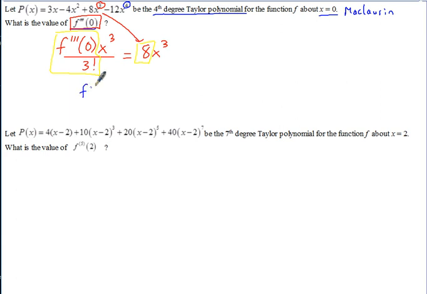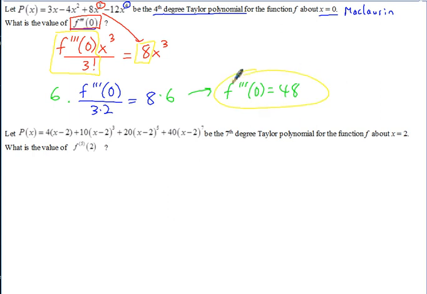So we'd have f triple prime of 0 over 3 factorial is just 3 times 2, or 6, equals 8. So then to solve for the third derivative at 0 of the function, you just multiply both sides by 6, giving you that f triple prime of 0 would have to equal 8 times 6, 48. So here we're just focusing on one specific term to find the value of the derivative.